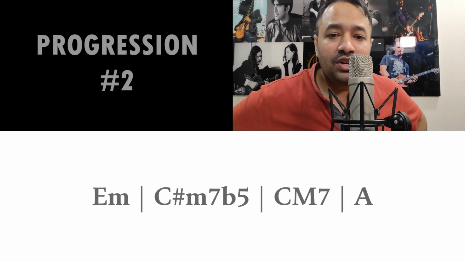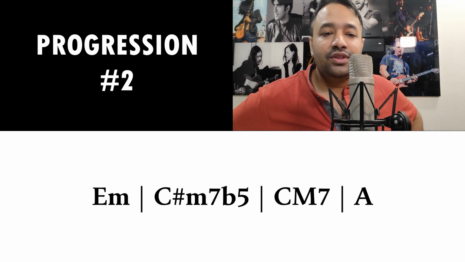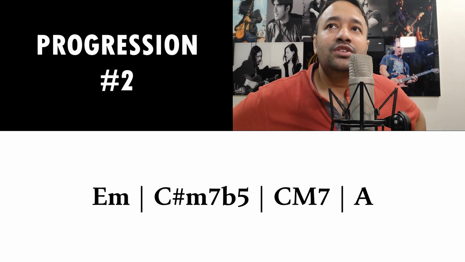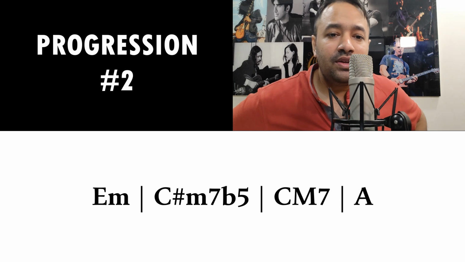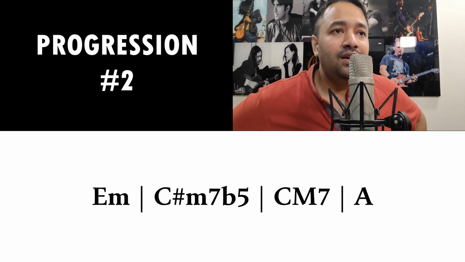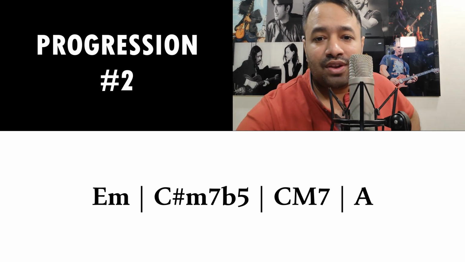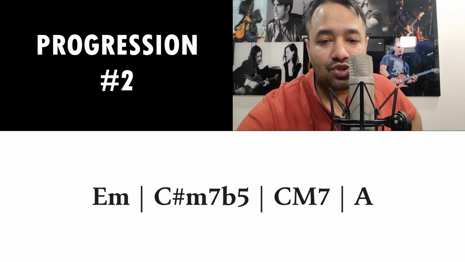Now coming to progression number 2, which is a very interesting chord progression. Here we have the E minor chord going to the C sharp minor 7 flat 5, that goes to the C major 7 chord and then the A major chord. So in order to analyze this, first we'll have to look at the notes in each chord.